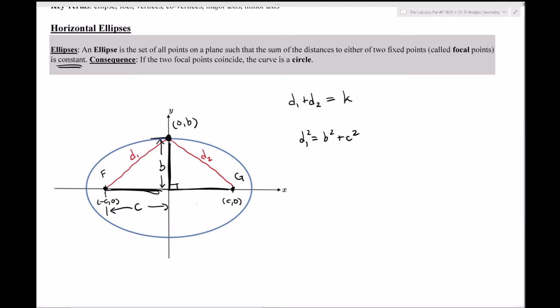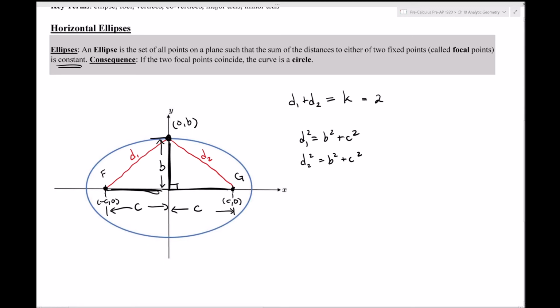However, you can also see that the other triangle is actually congruent to this one. We have another right triangle with a side length c and another side length b. The hypotenuse is different, but in this case we have a side-angle-side, so they're actually congruent to each other. So we also get that d2 squared is equal to b squared plus c squared, since d2 is the hypotenuse of the same triangle. So d1 and d2 end up being equal to each other. So k ends up equaling 2 times the square root of these two quantities.